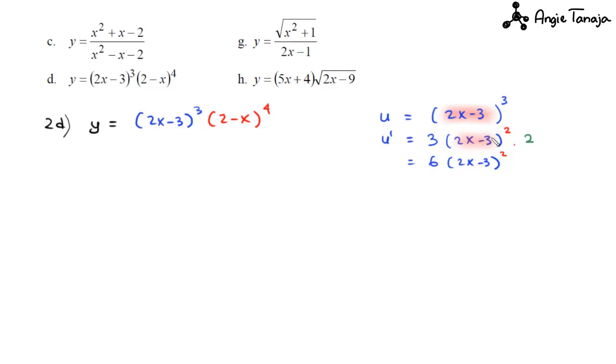And then let's take a look at v. Our v is also the same thing. We have the fake x. So 2 minus x is the fake x. So what we do for v prime is, for the fake x of 2 minus x to the 3, times negative 1.